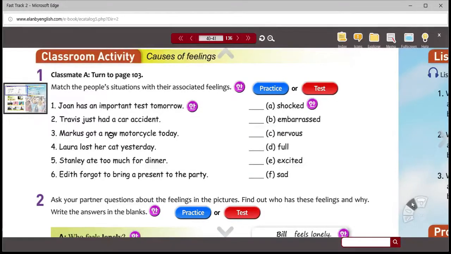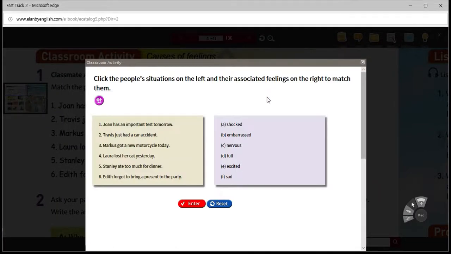Okay, I assume you and your partner are done, or if you're studying alone, that you are done with page 40. I'm just going to review page 40 only. It's the only review I have. Okay, so we're going to match these. Joan, right, thought she'd be nervous. Okay. 2, Travis just had a car accident. Okay, his car hit another car. Maybe he has a very strong reaction. He's shocked. He's very surprised.